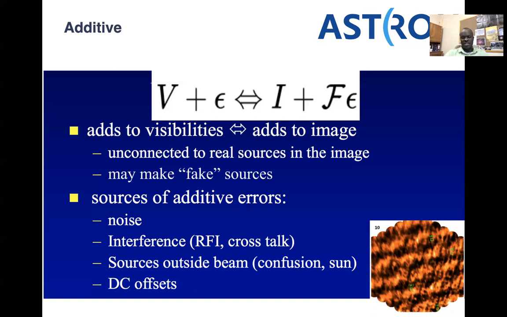What you're seeing in this pattern is actually just the sun entering the side lobes, and it's so strong that it dominates the entire image. Of course, fixing that is quite difficult, but it can be done.